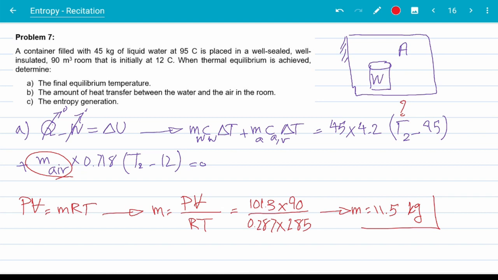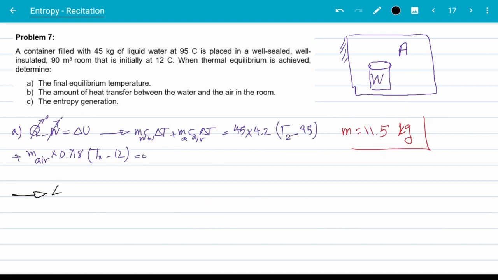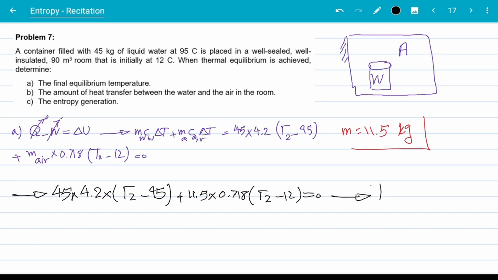Now I can use this information with this equation to find T2. So I get 45 times 4.2 times T2 minus 95, plus 11.5 times 0.718 times T2 minus 12, equals 0. Do the math. You get that T2 is 70.3 degrees Celsius. So this is part A. I found the equilibrium temperature.